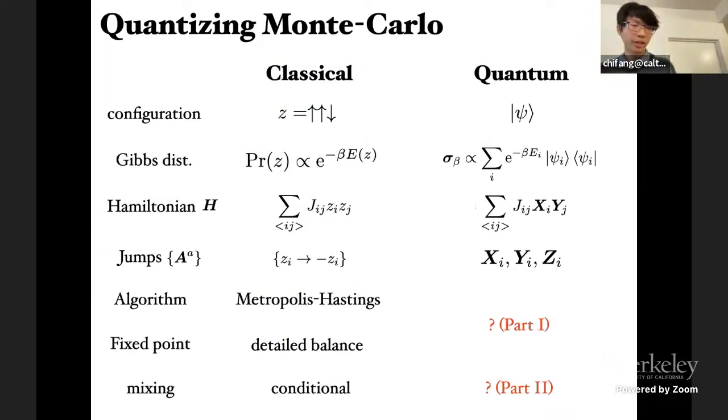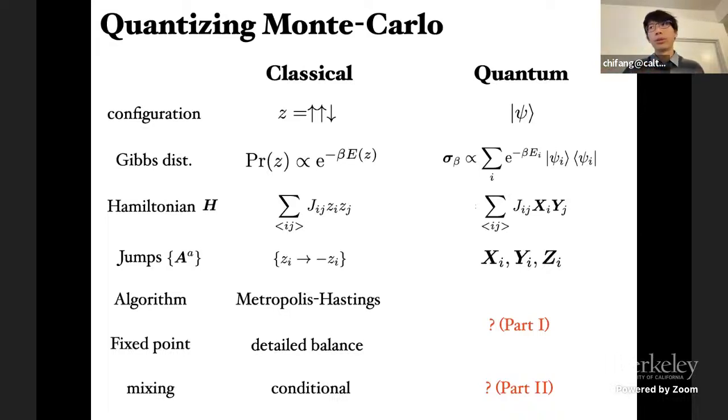The reason why I'm bringing this up is that that really is what we want to do, but try to push it into the quantum case. So here's a list of things that you want to generalize. You want to generalize spin configuration to entangled quantum states. Instead of a classical distribution of Gibbs states, you want to have an incoherent mixture of these Gibbs weights on the energy basis.